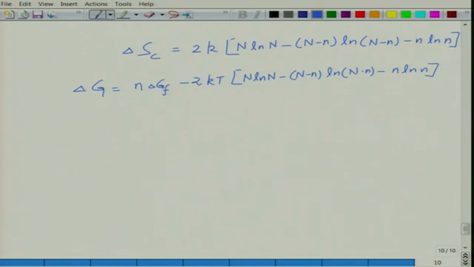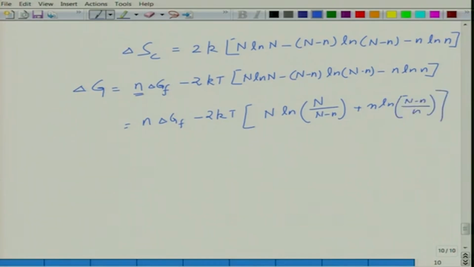And so we can write this, with some more changes, as delta n Gf minus 2 kT. Just do some more approximations, and you will get something like that. You will get these expressions.